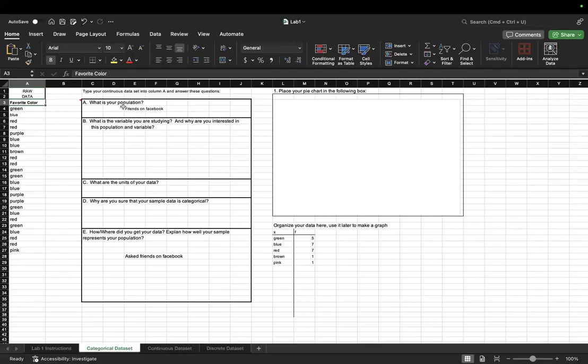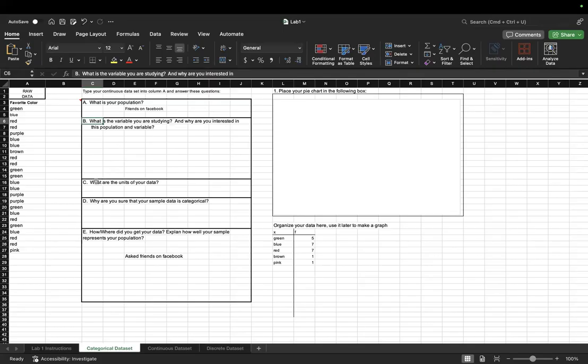So up here, this is your population. My population was my friends on Facebook. So whatever your population is, that's what you're going to type in here. Next says, what variable are you studying? So I am studying my friends on Facebook's favorite colors. You do not have to tell me why you're interested in the population and variable because you don't have to be interested in it. So just ignore that question, but just tell me what variable you're studying. I am studying favorite colors of my friends on Facebook.